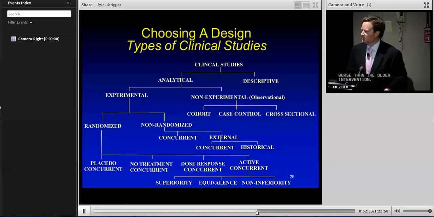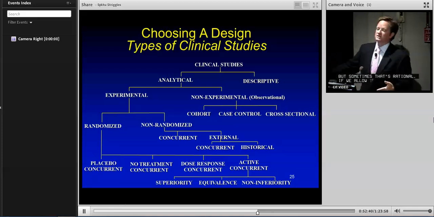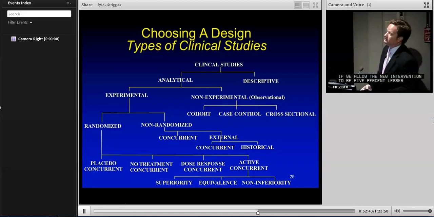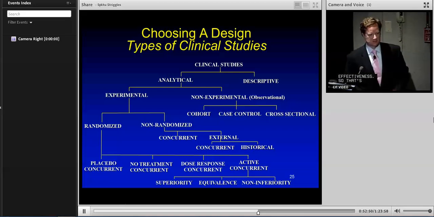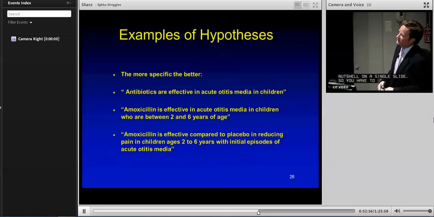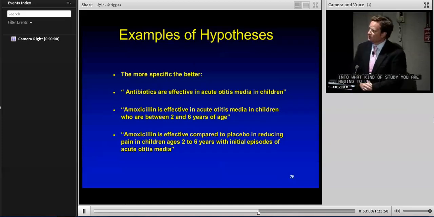But in fact, sometimes that's rational if we say, well, we'll allow the new intervention to be as much as 5% less effective because it's going to have fewer side effects or some other benefit for people that is not related to improved effectiveness. So that's the whole types of studies that you can actually do, all in a nutshell, on a single slide. So you have to take your research question and fit it into what kind of study you're going to do. In terms of your hypothesis, the more specific you are, the better.